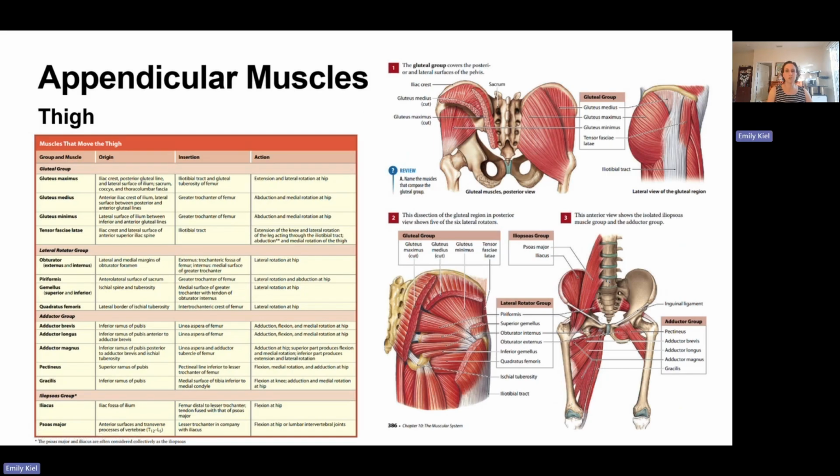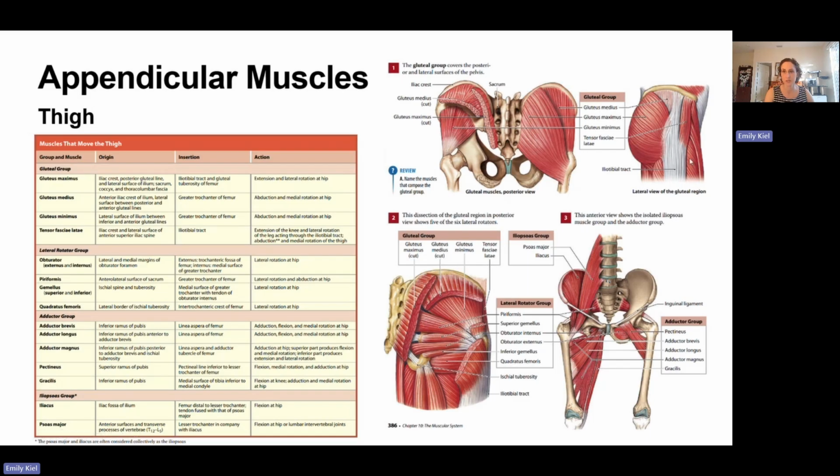We've got some appendicular muscles of the thigh. I don't have any special tips and tricks for this necessarily. I do think it's interesting that the piriformis muscle was named for the pear. Does it really look pear-shaped? Maybe, maybe not, but sometimes it helps me remember it.